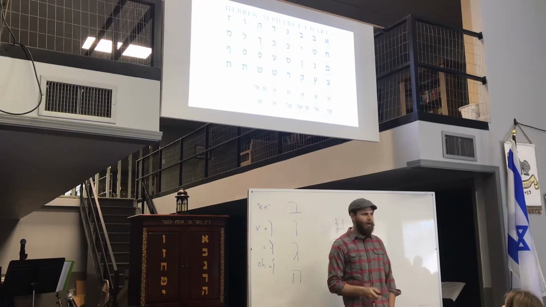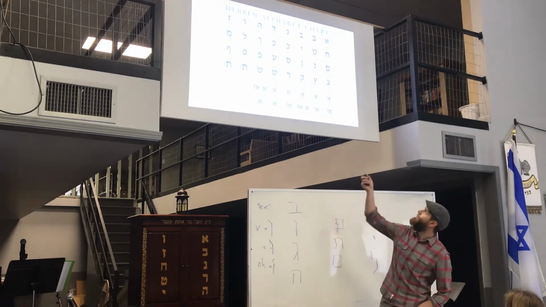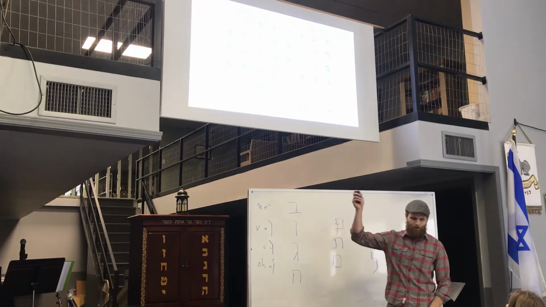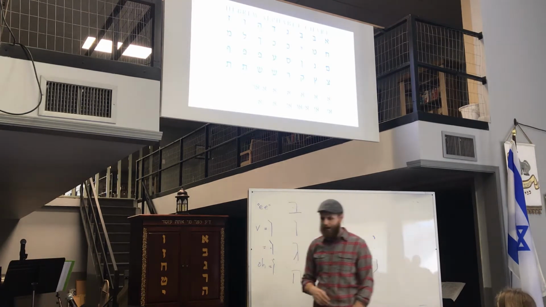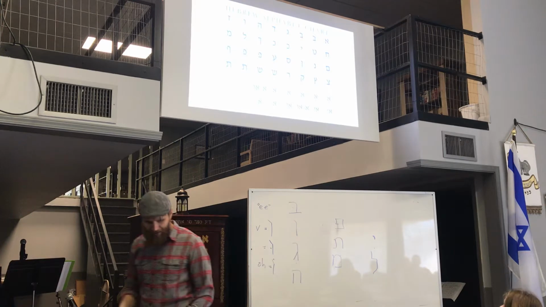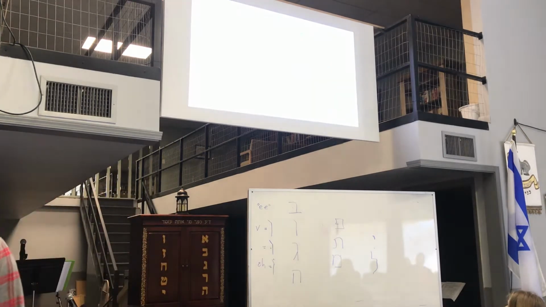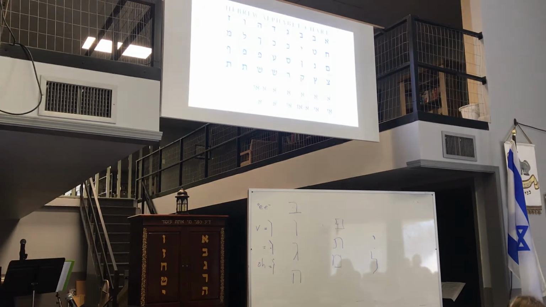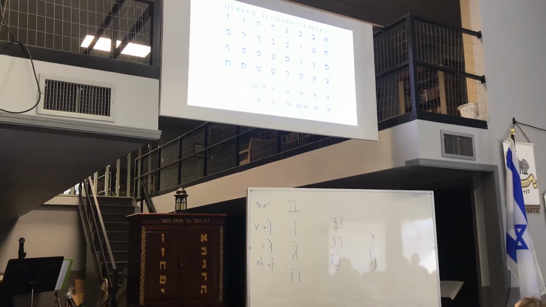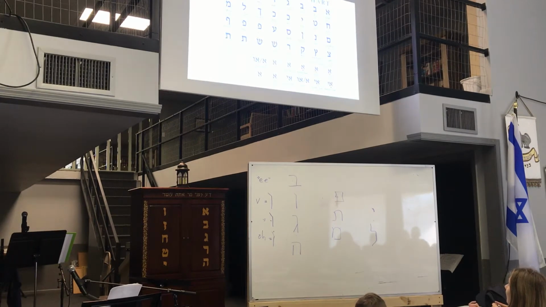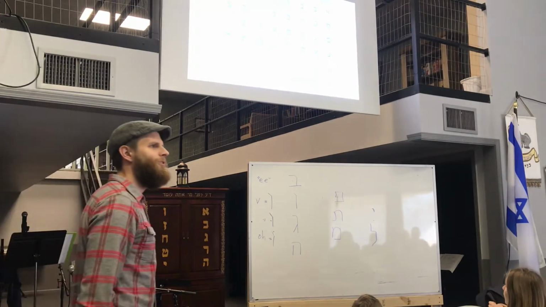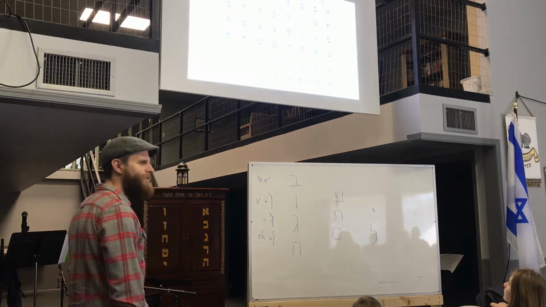Okay, we'll jump into it. Let's go through the Aleph Beit. We'll start with the Aleph up here, top right-hand corner, and then work our way across. Let's just say it together, just the names of the letters. Are you ready? Aleph, Beit, Gimel, Dalet, He, Vav, Zayin, Het, Tet, Yud, Kaf, Lamed, Mem, Nun, Samech, Ayin, Pe, Tsadi, Kuf, Resh, Shin, Tav.